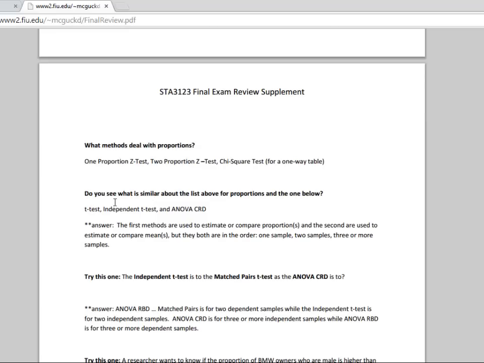And then it says, do you see what is similar about the list above for proportions and the one below? So if you look up here, it's 1 proportion z-test, 2 proportion z-test, and then the chi-squared test is 3 or more proportions. Then you have the t-test, the independent t-test, and the Anova completely randomized design. Well, think about that. The t-test, of course, is for 1 population. The independent t-test is for 2, and Anova CRD is for 3 or more. And of course, they're all independent samples, right?